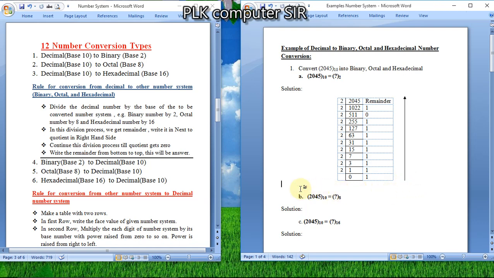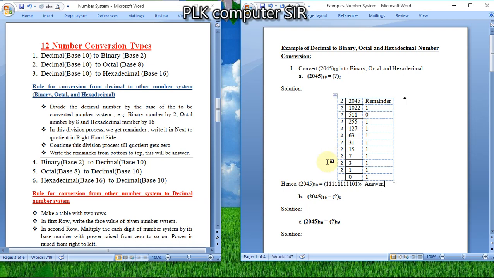Now it is almost okay, so we can write hence 2045. Its base is 10, that is the decimal number system, and we have converted it into binary. So how many ones are we getting here? 1 2 3 4 5 6 7 8 9, then 0 1. So we are getting this, and this is the final answer. In this way we can do it.